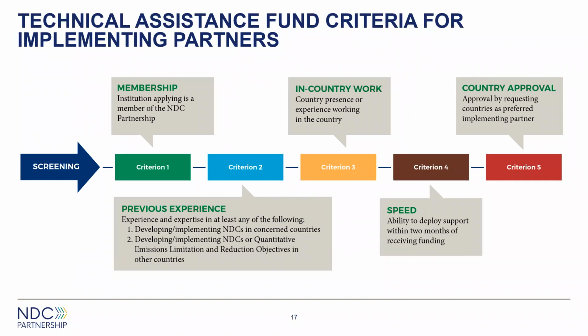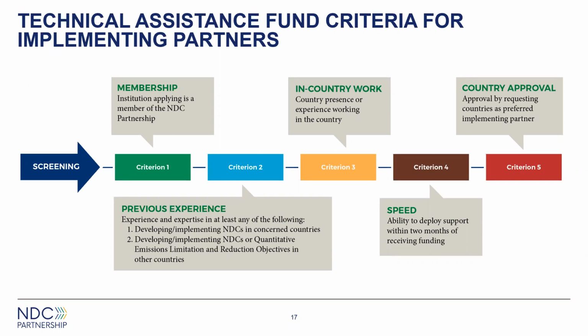At this point, if you look at these 5 criteria, really what we would be asking of you is to demonstrate 2, 3, and 4. Of course, you must be a member, and that's a given. And of course, it will be the government that decides at the end of the day if they will receive support from the implementing partner. But you would need to demonstrate, and this is part of the process.